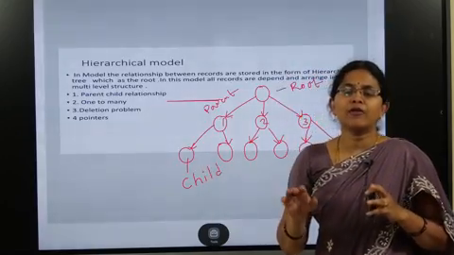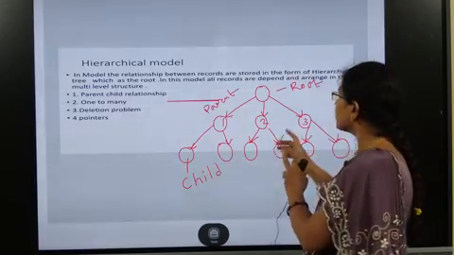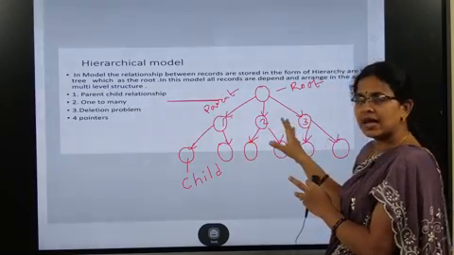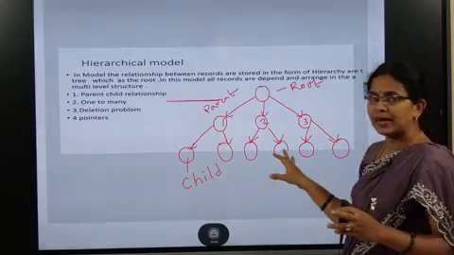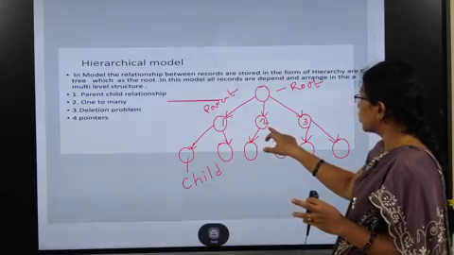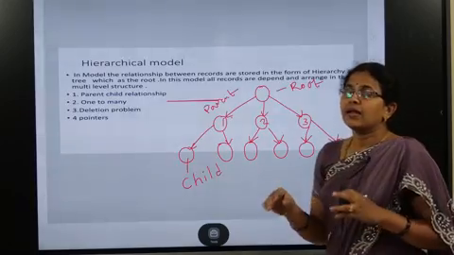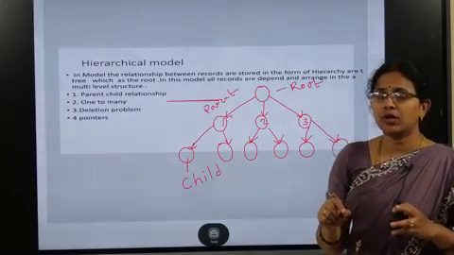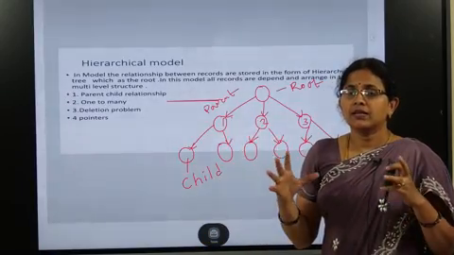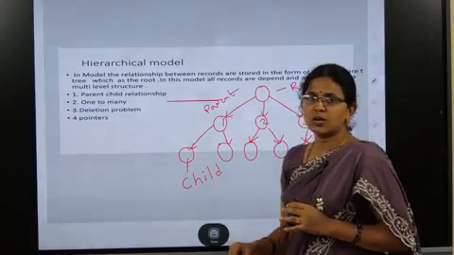The main fundamental basis for the hierarchical model is the parent-child relationship. So you can see here, this is the root and these are the parents. Let's assume these three nodes are the parents, and parent 1 has two children, parent 2 has two children, and parent 3 has two children. In this hierarchical model you can define one-to-many relationships, but this is not possible in other models. And the third one, deletion problem.